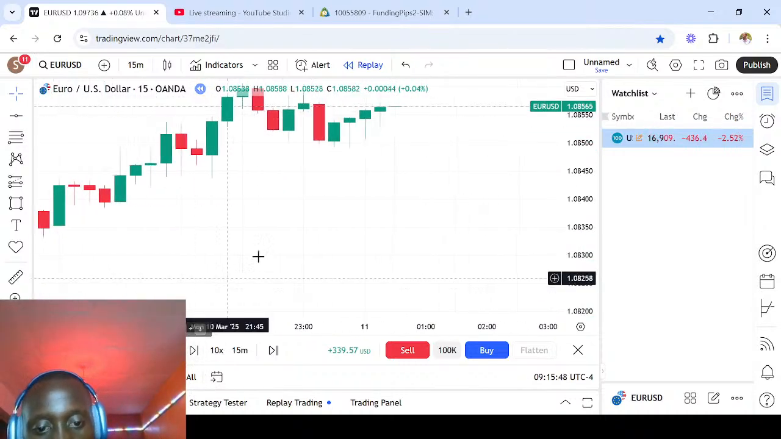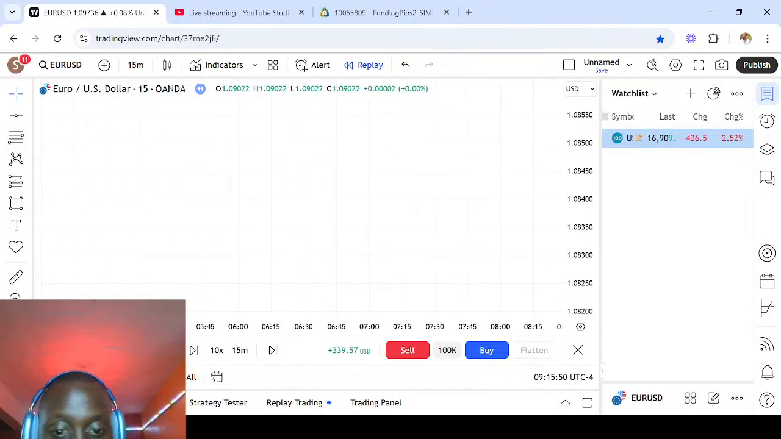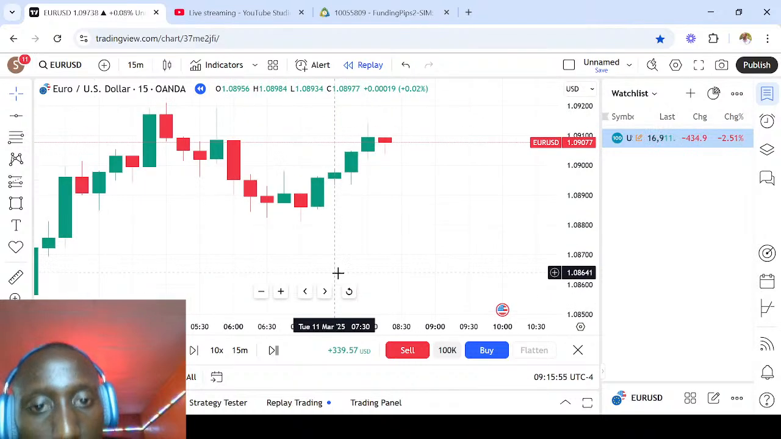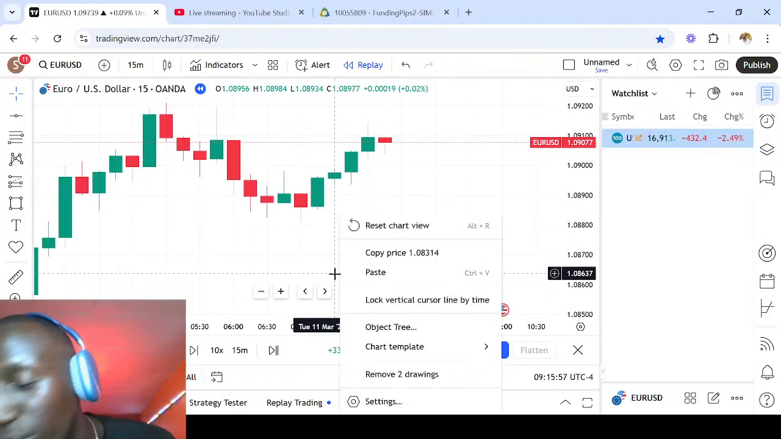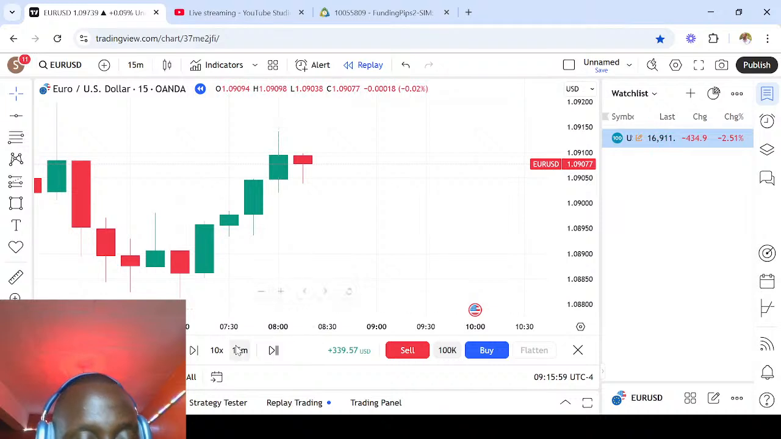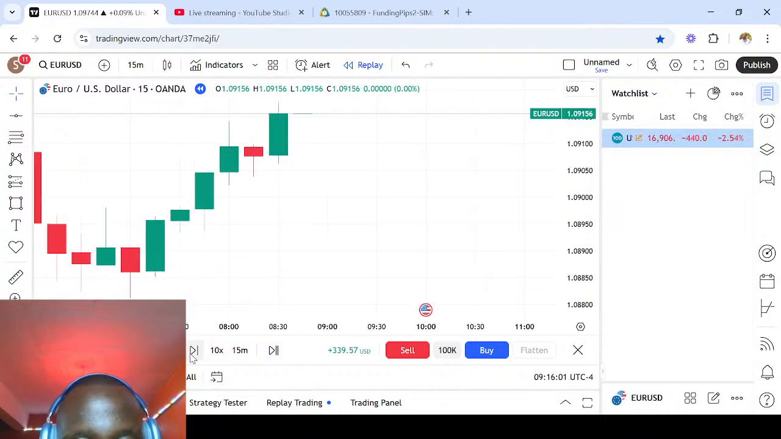So we don't know where price is going, we just have a system and we just let the system play out. Just let the system play out with curiosity. So this is a game of consistency and risk management.